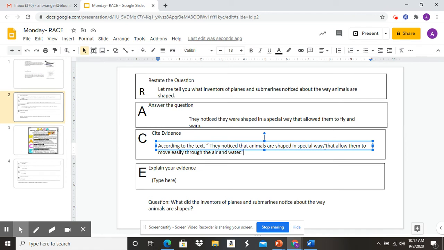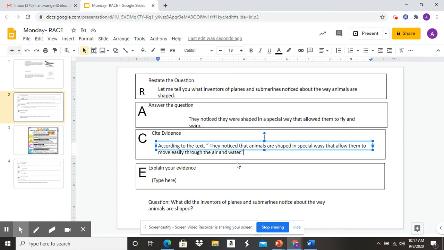So let's read what I have so far. Let me tell you what inventors of planes and submarines noticed about the way animals are shaped. They noticed they were shaped in a special way that allowed them to fly and swim. According to the text, they noticed that animals are shaped in special ways that allow them to move easily through the air and water. So I've restated my question, I've answered my question, I've cited my evidence.